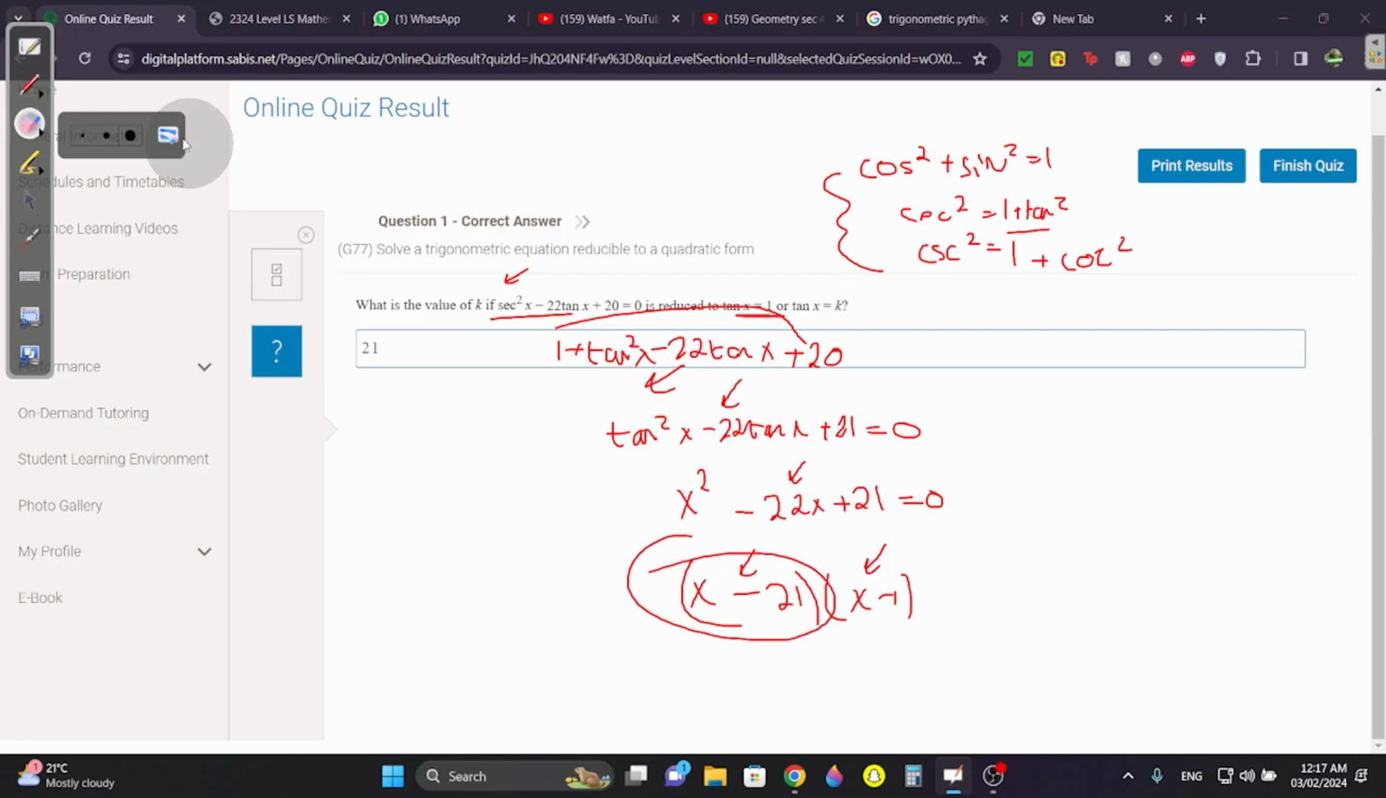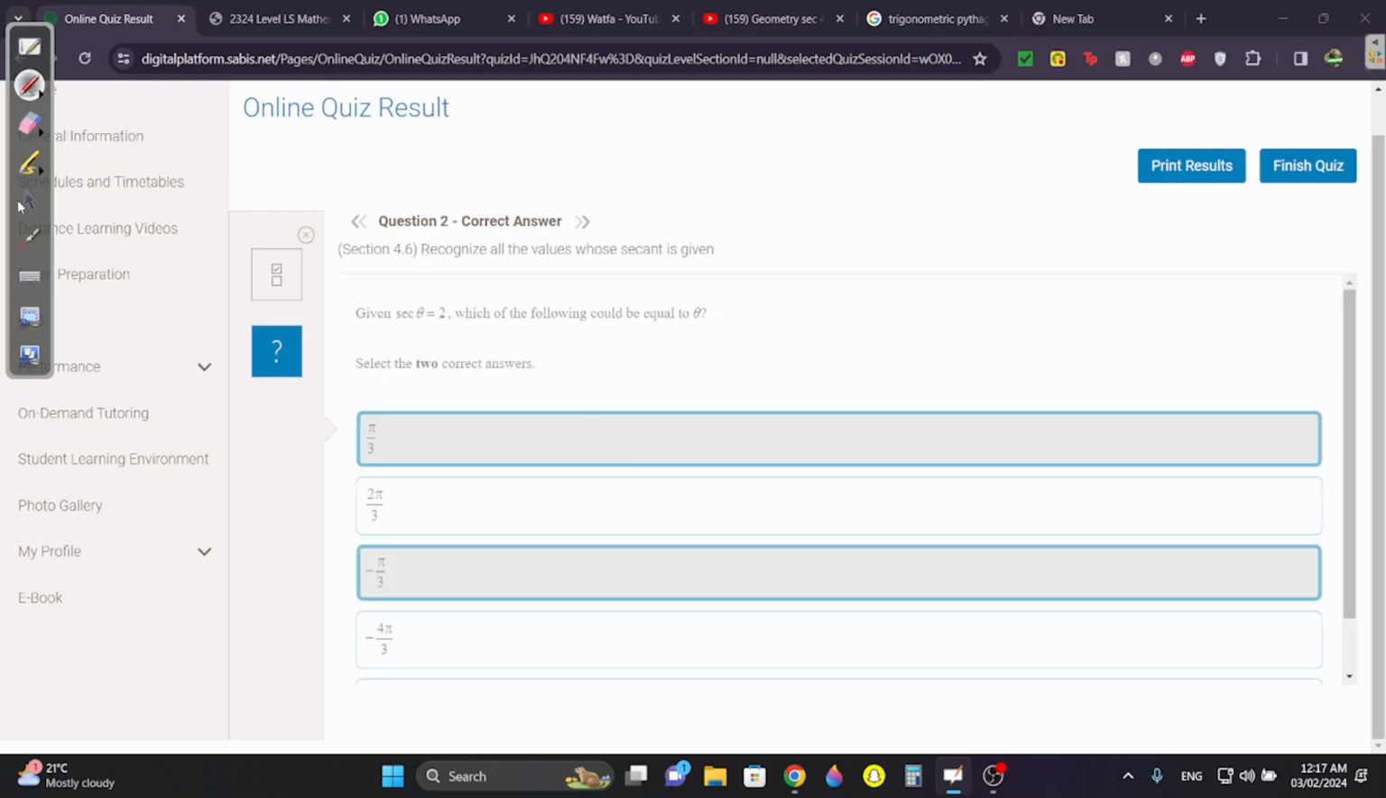Okay, this question, again, every AMS: secant of something equals 2, which of the following could be equal to theta, the angle. Look, first, you're not dealing with degrees, so make your calculator use radians. Second, you have to test each one. But know that secant is equal to 1 over cosine. So 1 over cosine of the angle equals 2. Some calculators can solve this directly.